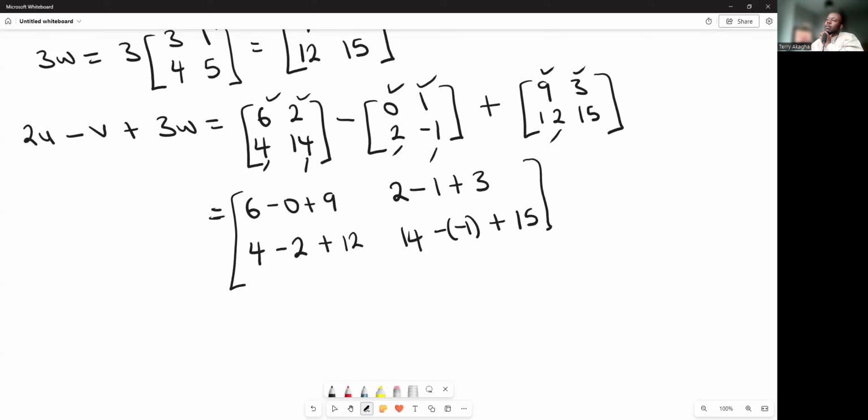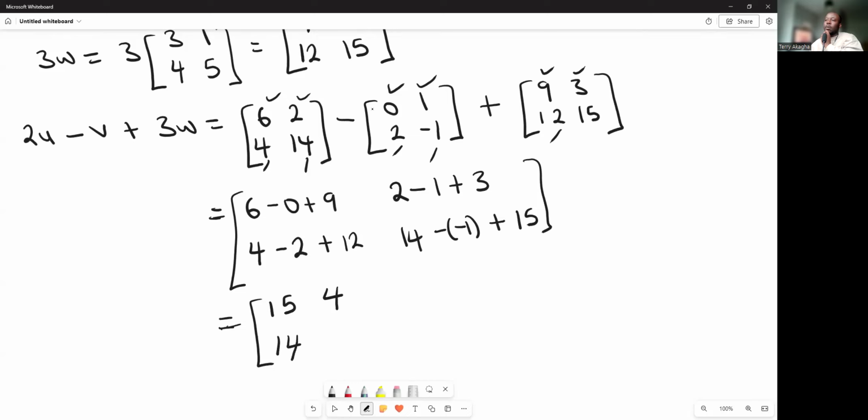Is this making sense? Then we can press this in the calculator, or you can solve it manually, depending on which one you're comfortable with. So 6 plus 0 gives us 6, 6 plus 9 gives us 15. Now 2 minus 1 gives us 1, then 1 plus 3 gives us 4. Now 4 minus 2 gives us 2, and 2 plus 12 gives us 14.